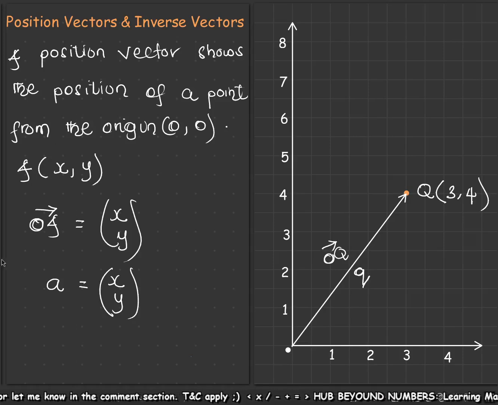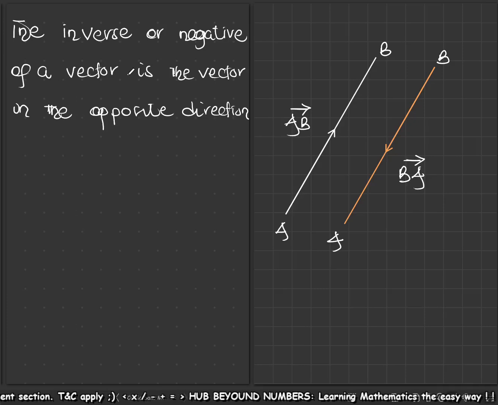Now let's look at inverse vectors. As the name suggests, if you talk of inverse vectors, it is just the negation of a vector, or turning a vector to the opposite direction. Let's write something. Looking at what we have here, we say the inverse or negative of a vector is the vector in the opposite direction.